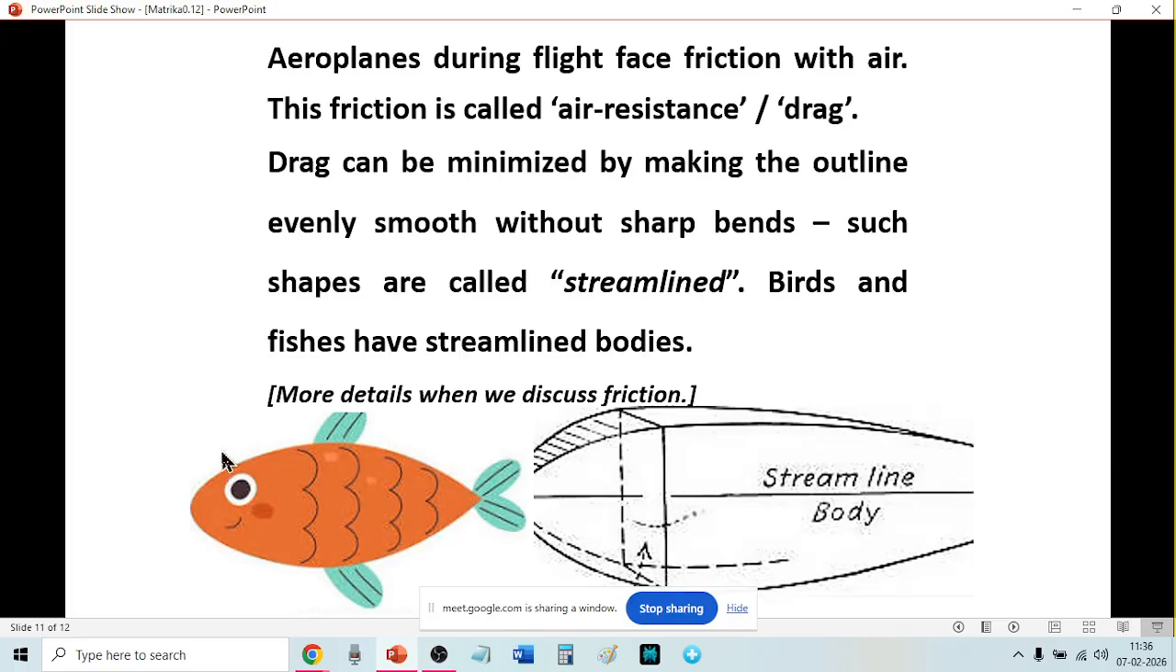The word streamlined means smooth outline without sharp bends so that you have minimum air friction, minimum drag or minimum water resistance. So minimum friction for streamlined bodies: aeroplane, fishes and birds. Aeroplane, fish, bird, streamlined bodies to minimize friction. The meaning of streamline: evenly smooth without sharp bends, like this.